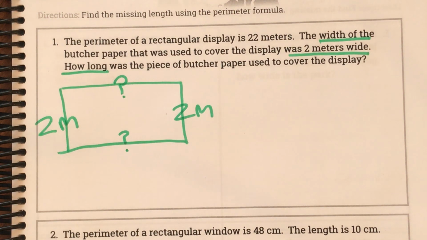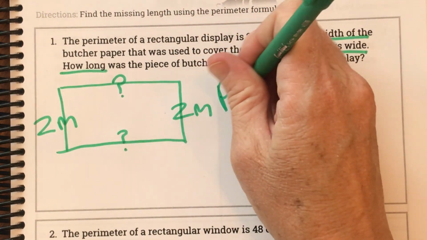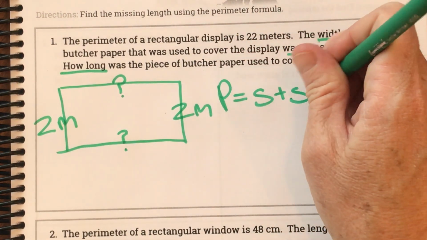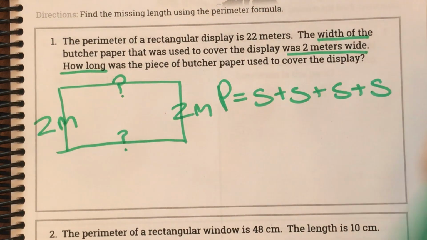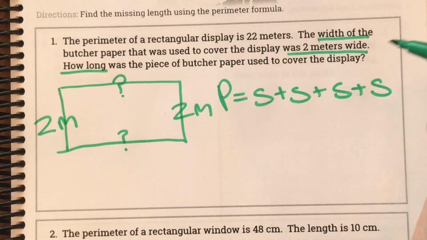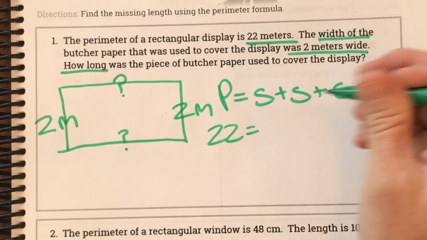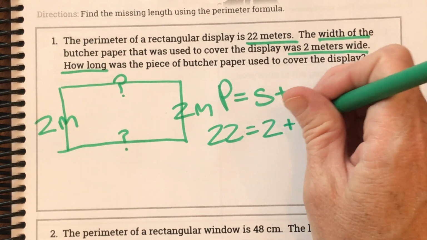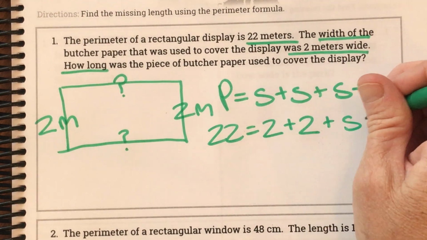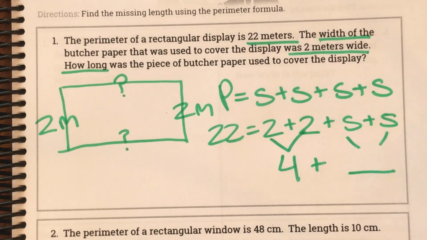Okay, so let's write our formula. It's a four-sided shape, 1, 2, 3, 4. So our formula is going to be perimeter equals side plus side plus side plus side. So 1, 2, 3, 4 sides. Okay, what do we know? We know the perimeter is 22 meters. And we know one side's 2, one side's 2, but we don't know those two sides. So 2 plus 2 is 4, and we don't know what those equal.